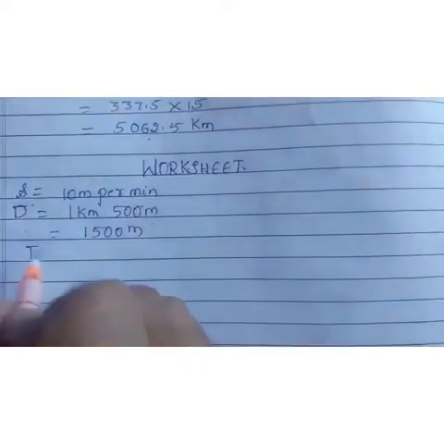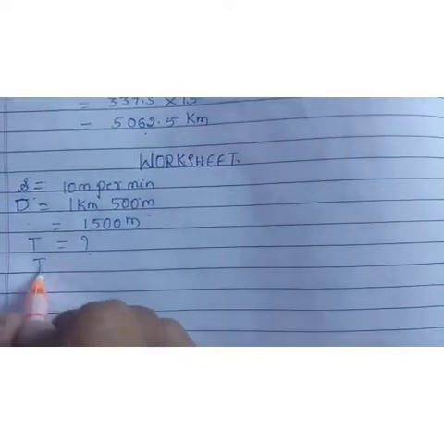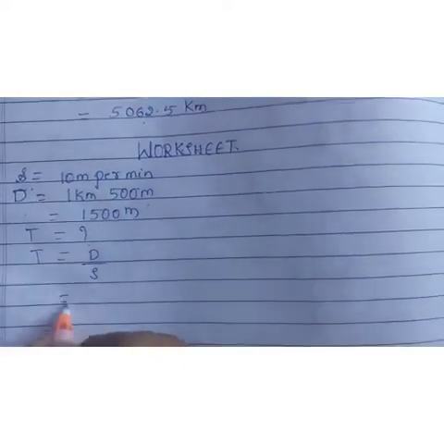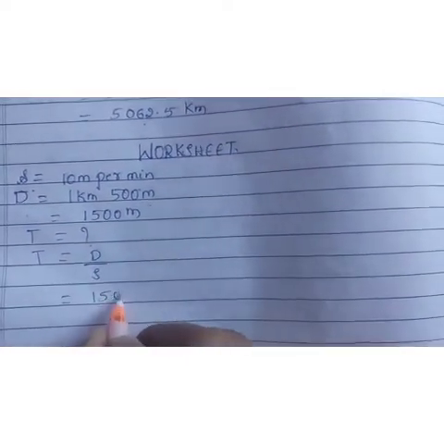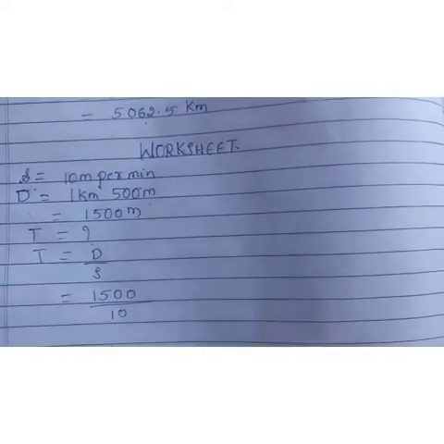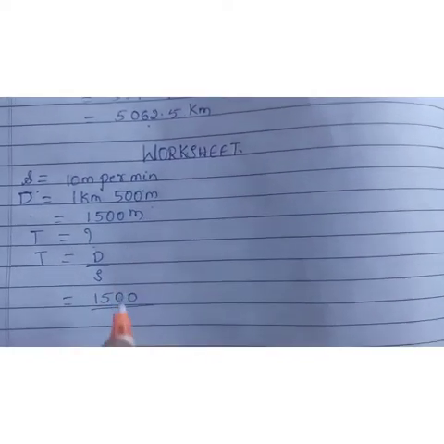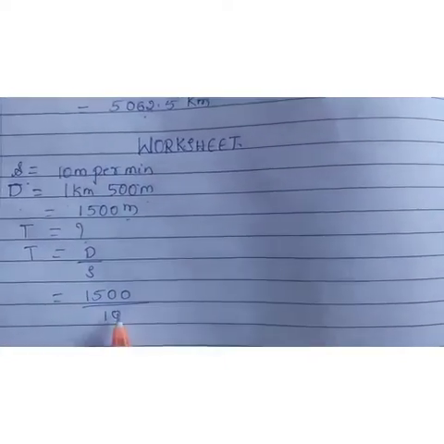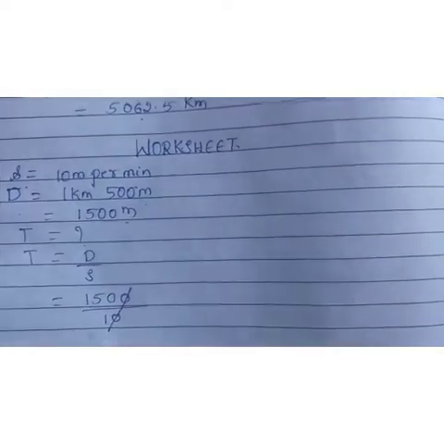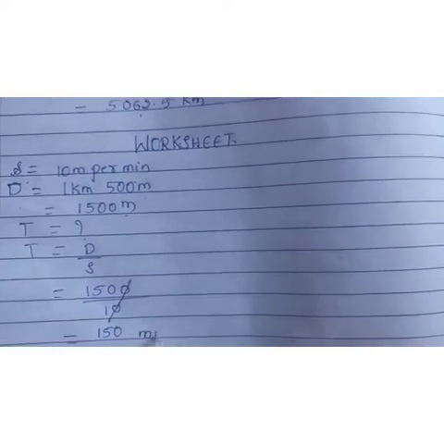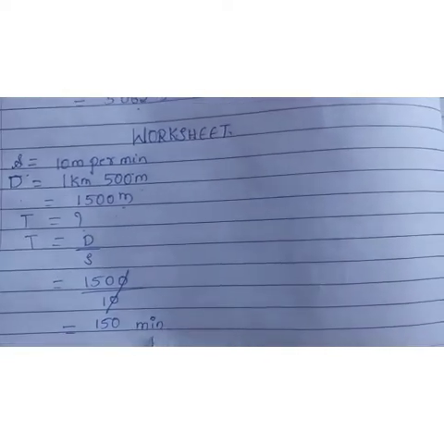Now we have to find time. We don't know time, so time is given as distance upon speed. So distance is 1500 upon speed is 10 meters per minute. Now here we have meters, here also meters, so no need to convert again. 10 gets cancelled. What is remaining? 150 minutes. So children, it is in minutes.